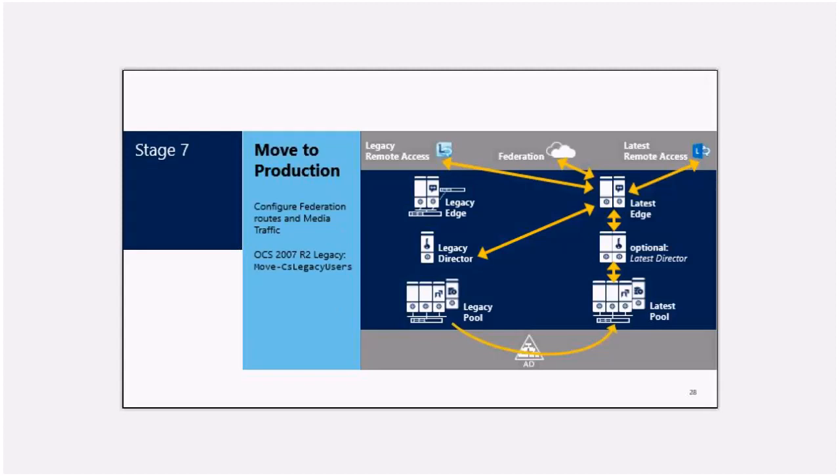At this point, you're also updating your DNS records, so legacy clients will connect to your new edge server first. Your federation endpoint will connect to your new edge server first, so that everything is moved off those legacy pools and onto your new pools. If you're using OCS at this point, you'll want to use the Move-CsLegacyUser cmdlet instead of the Move-CsUser command.